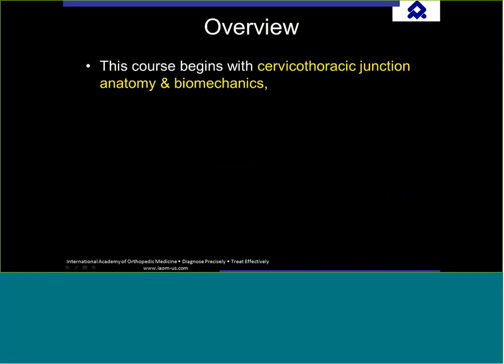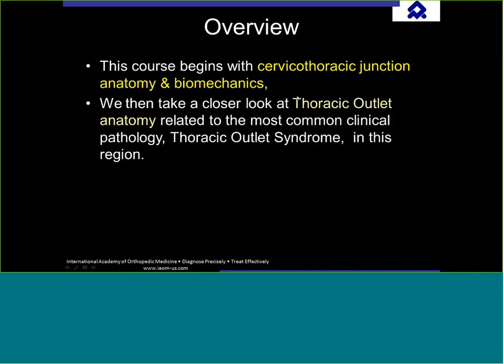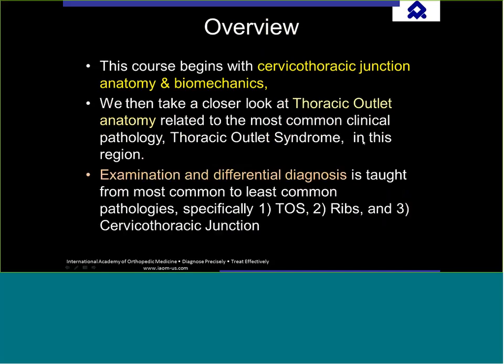Let's give an overview. So we're going to begin with a cervical thoracic junction anatomy and biomechanics. Then we take a look at the thoracic outlet anatomy related to the most common clinical pathology, thoracic outlet syndrome, in this region. And then examination and differential diagnosis is taught from the most common to the least common pathologies. Specifically, we work on thoracic outlet syndrome, ribs, and the cervical thoracic junction.